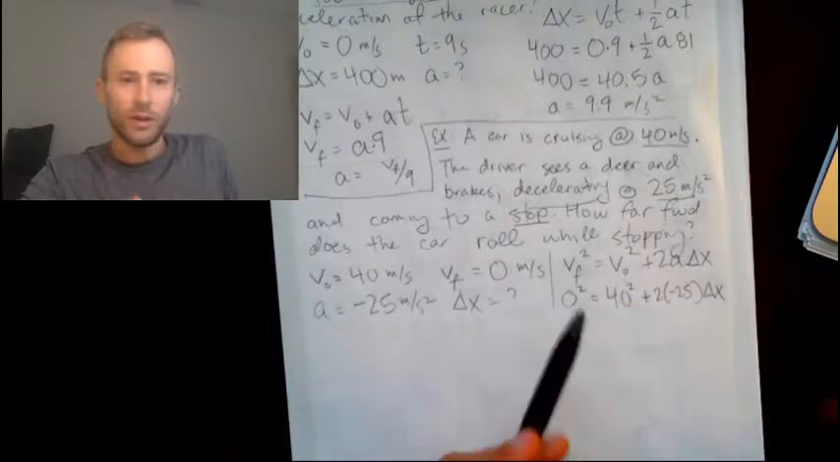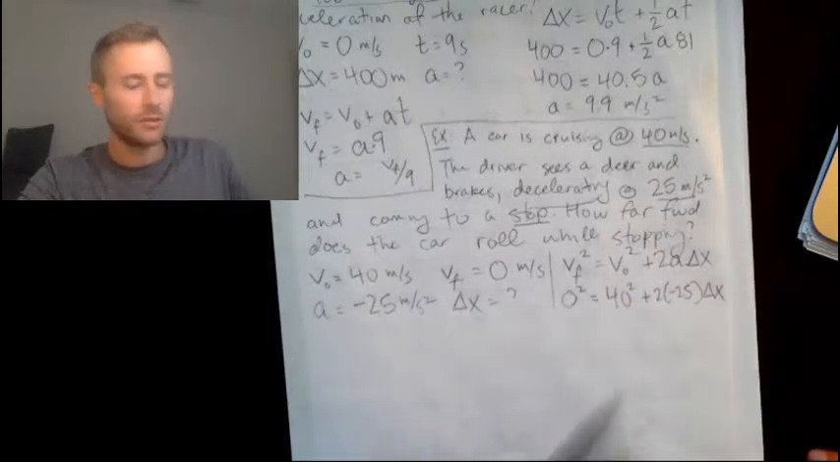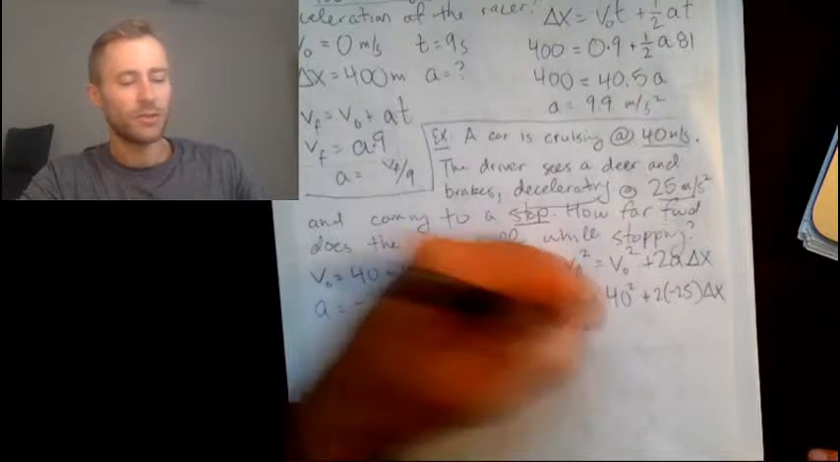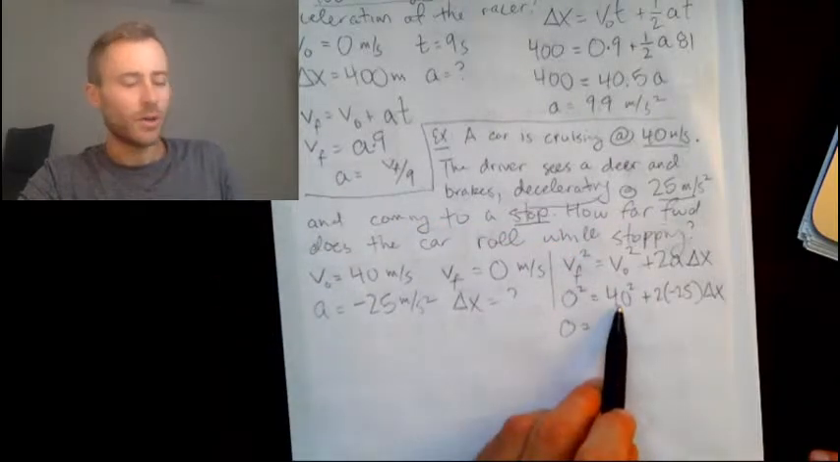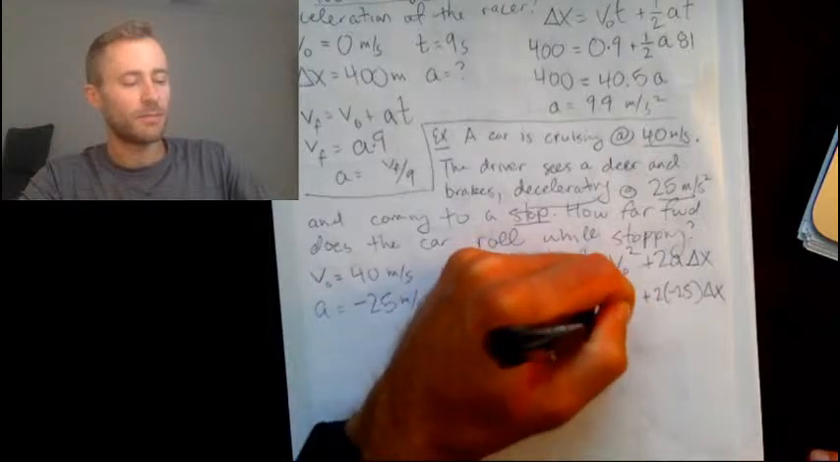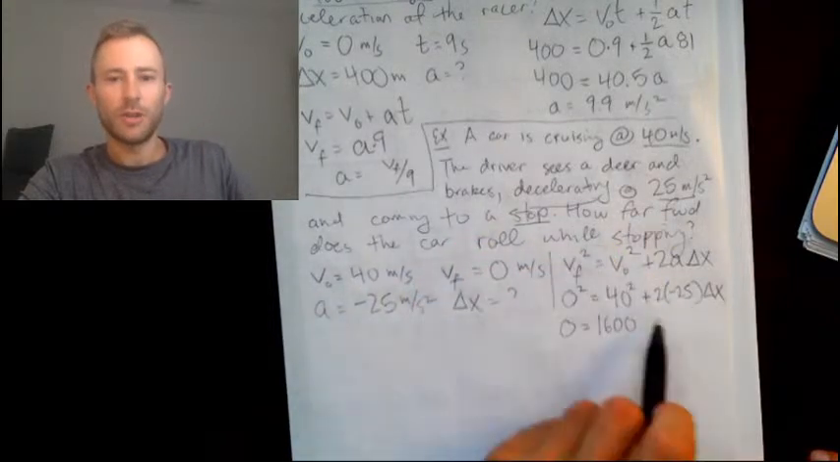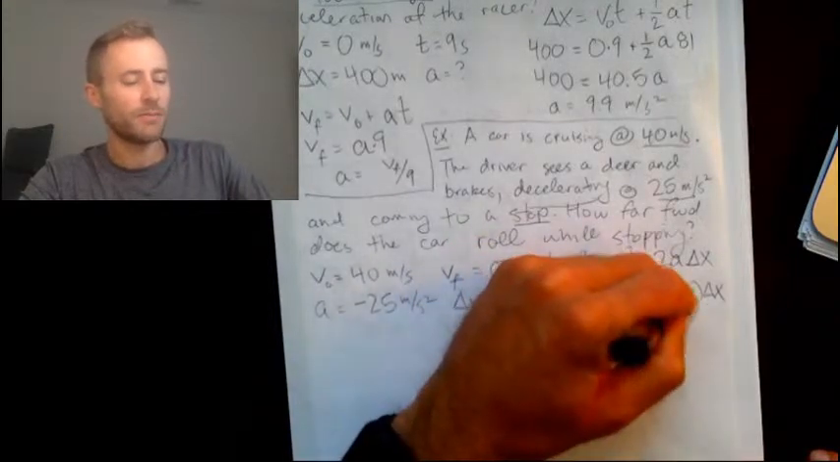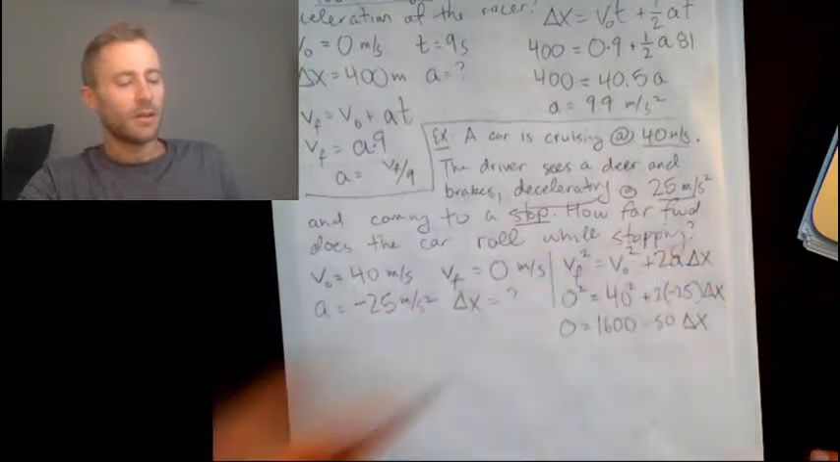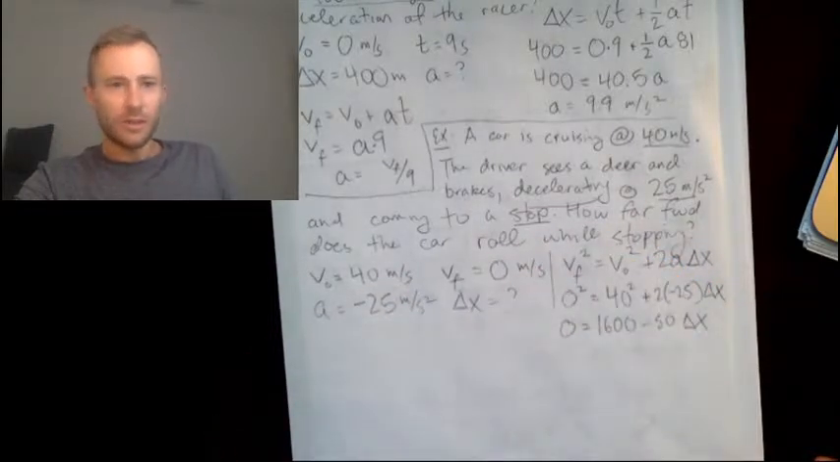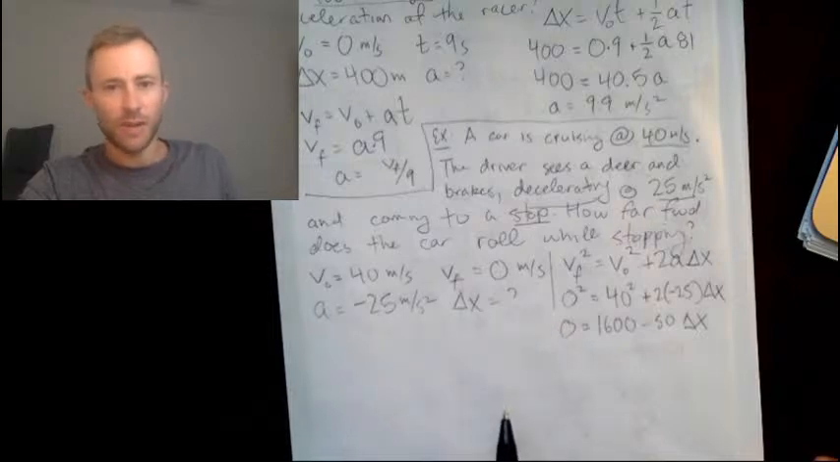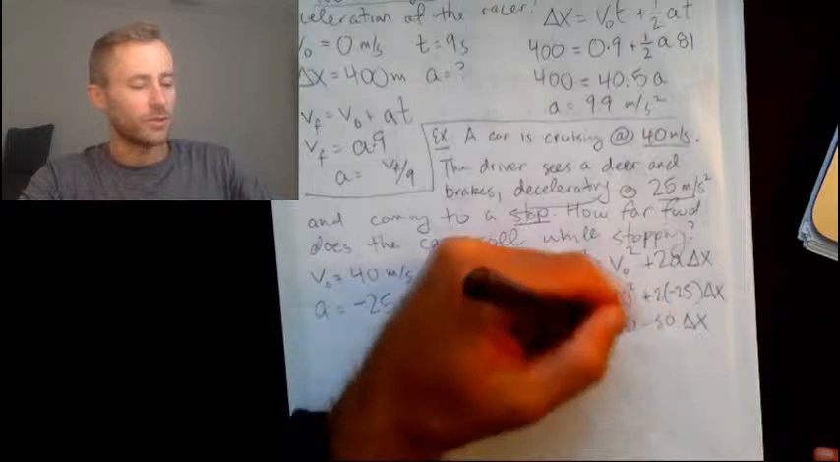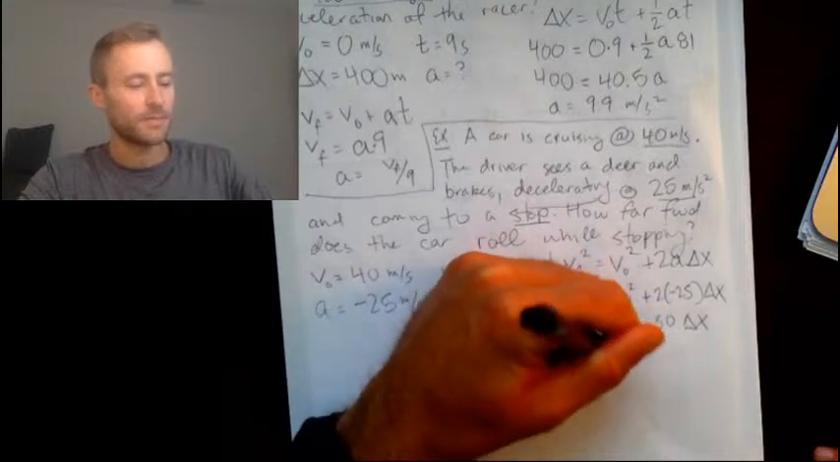Now our next step is to simplify this equation. 0 squared is 0. 40 squared is 1600. 2 times negative 25 is negative 50. So that's a fairly easy equation to solve. I would just add 50 delta x to the other side and divide both sides by 50, and I would get 32 as delta x. 32 meters.